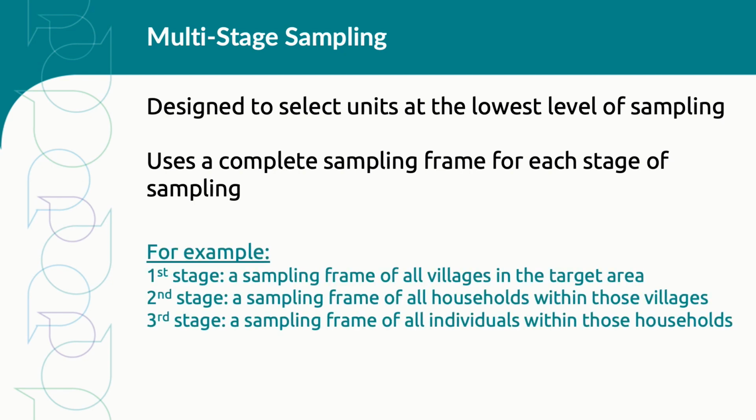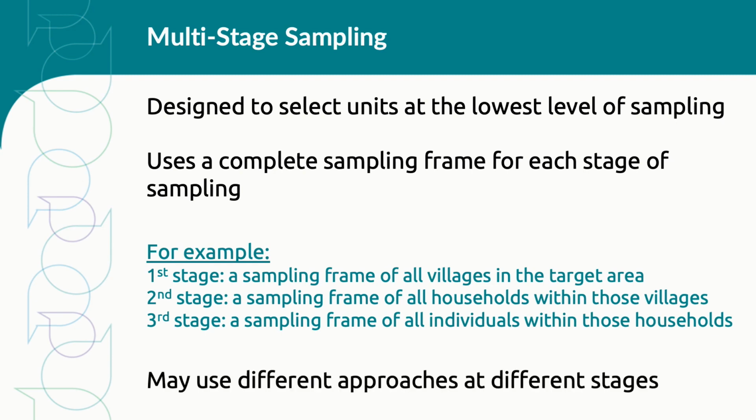For example, you could use a sampling frame of all villages in the target area as the first stage, all households within those villages as the second stage, and individuals within those households as the third stage. As you can see, this strategy may use different approaches at different stages of the sampling process.